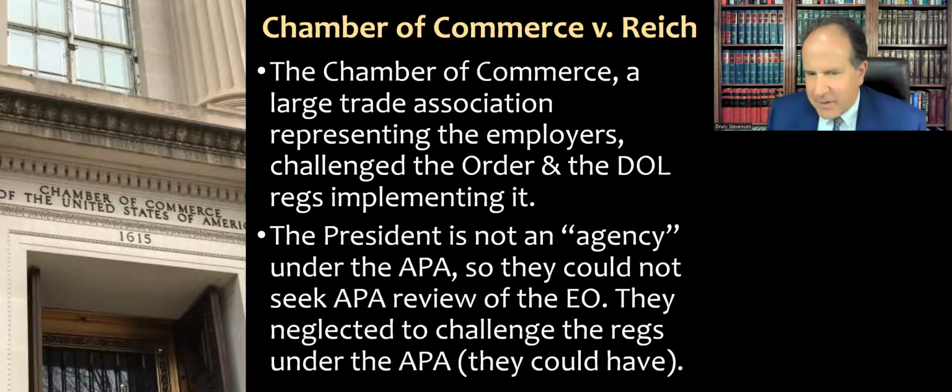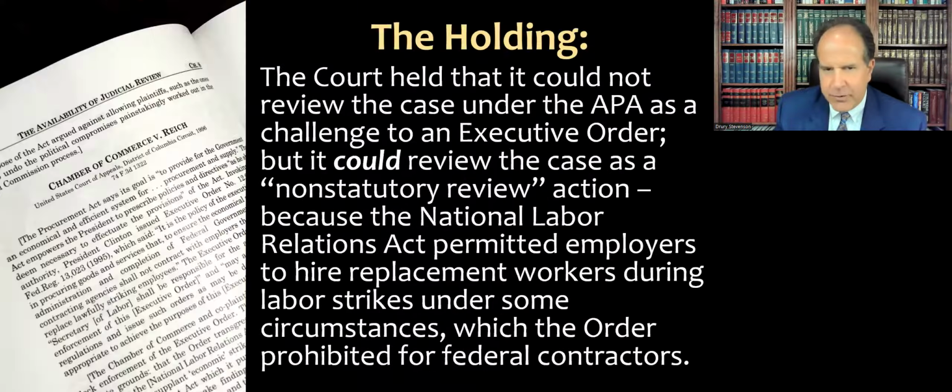And remember that under Dalton v. Specter, the court had held that the president is not an agency under the Administrative Procedure Act. So the Chamber of Commerce couldn't really seek APA review of the executive order. They actually could probably have challenged the regulations themselves under the APA, but they didn't do so. And the court explains it's partly because of the timing of when the regulations came out and when the lawsuit was filed and so forth.